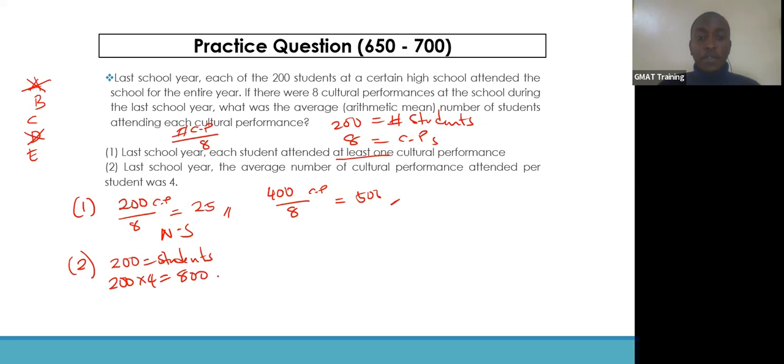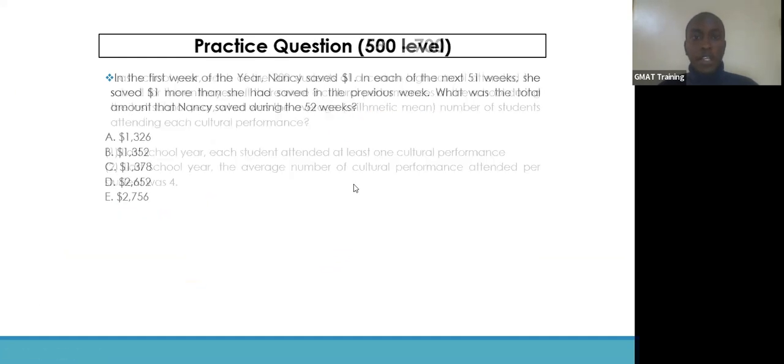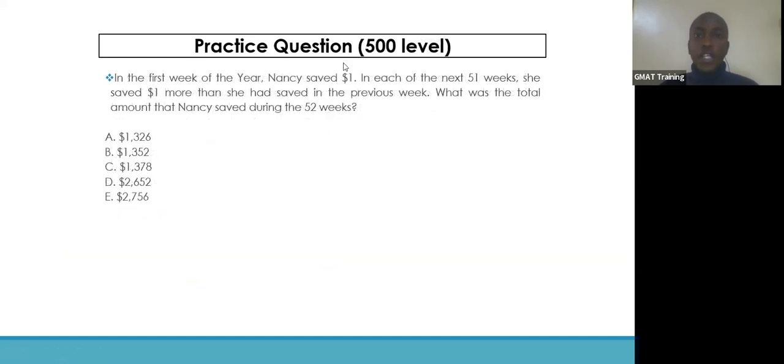We have 800 performances that were attended, and 800 performances attended divided by that 8, we have 100. And this 100 is the arithmetic mean number of students that attended each cultural performance. Therefore, statement 2 is sufficient, and you'll have our answer as B, right? Here's our final question. Give this question a try, then I'll jump in.